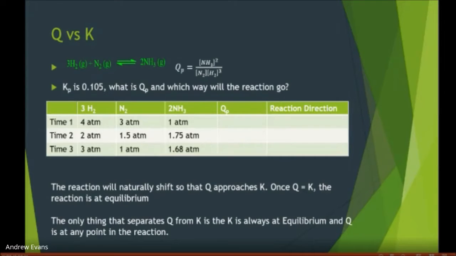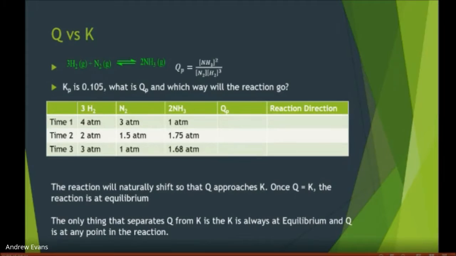We got situation one where, let's see, hydrogen, nitrogen, ammonia, we have 4, 3, 1. Situation two, we have 2, 1.5, 1.75. We have 3, 1, 1.68. So let's look at this. And remember, our K is 0.105.